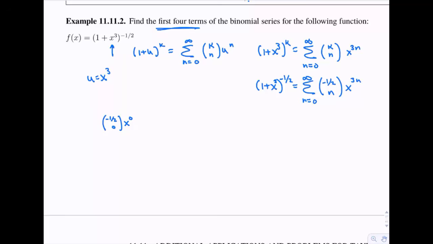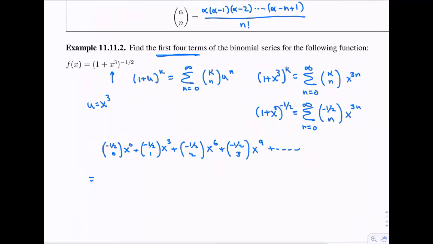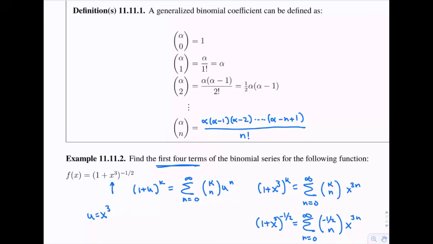Perfect. So negative 1/2 choose 0, x to the 0, plus negative 1/2 choose 1, x cubed, right? So when I plug in 1 for n, I still get x cubed. Negative 1/2 choose 2 times x to the 6th, plus negative 1/2 choose 3, x to the 9th. And of course, this would go on forever, but we just want the first 4 terms. What are those? So now we need to know how to evaluate these general binomial coefficients. So negative 1/2 choose 0. Well, alpha choose 0, any alpha, is just 1. And x to the 0 is also 1. So that one's just 1.